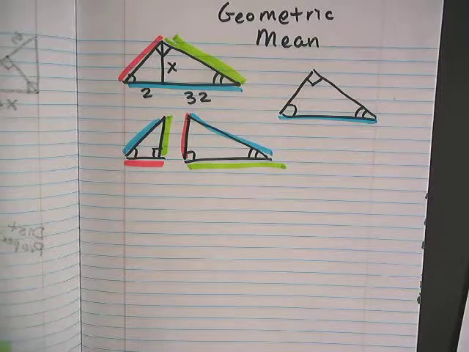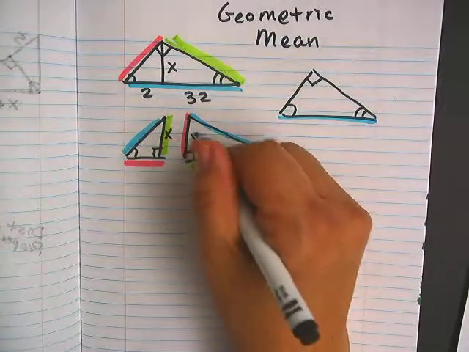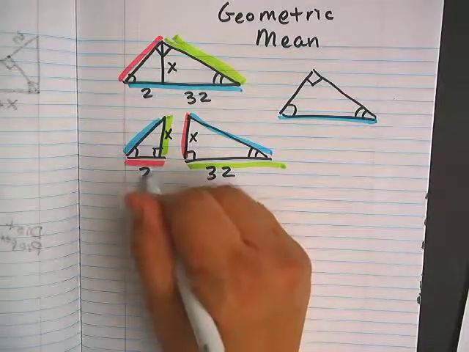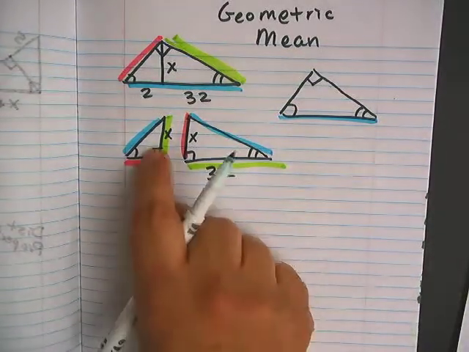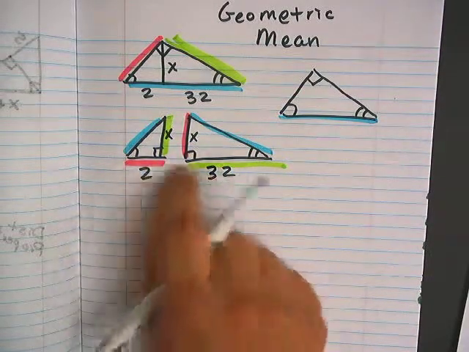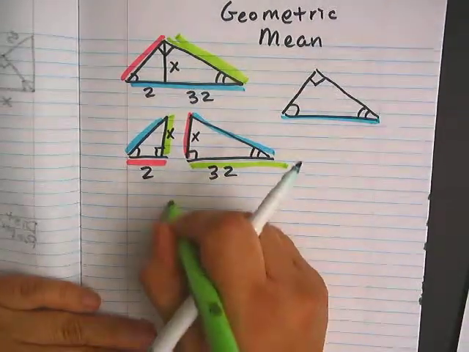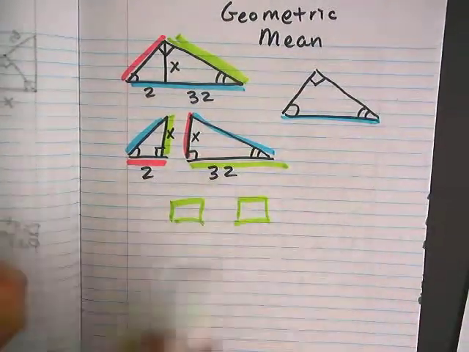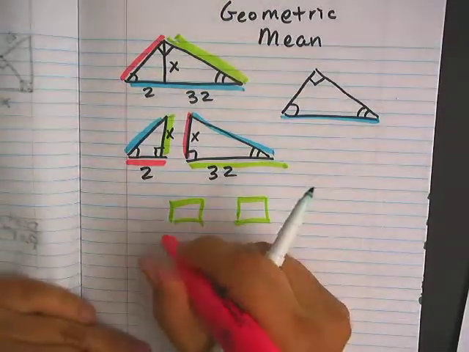I forgot to label. This is x, that's x. This is 32, that's 2. All right. So I'm trying to solve for x, so I need either green or pink, and my only other colors are green or pink, so those are my proportions. Green and green, pink and pink.